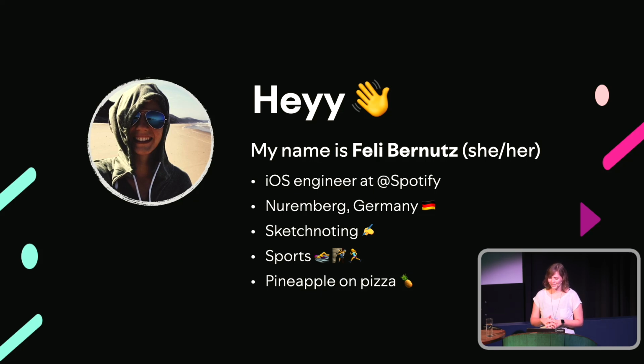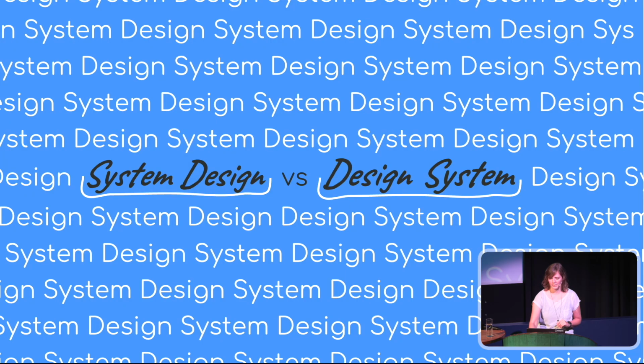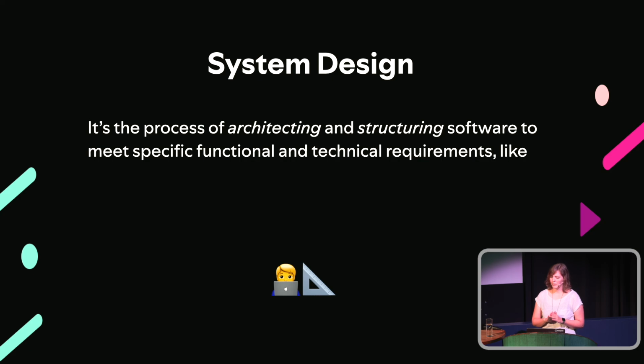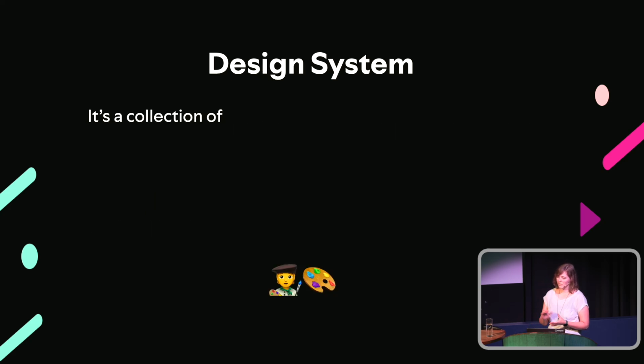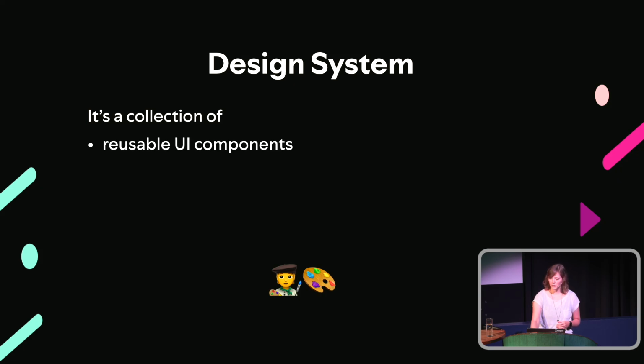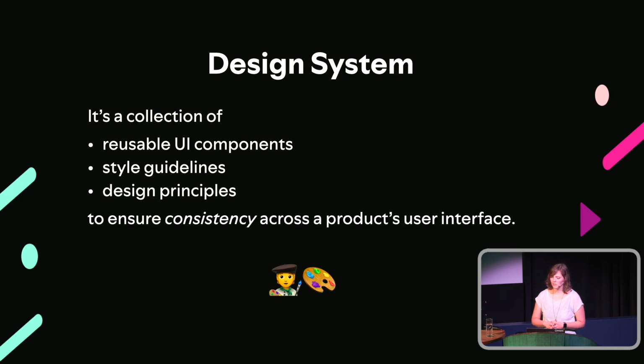Okay, today my talk is about how to ensure accessibility in design systems. But what even is a design system? Do you know the difference between system design and design system? So, just to recap, system design is the process of architecting and structuring software to meet specific functional and technical requirements like scalability, security, performance. While design system is a collection of reusable UI components, style guides, design principles, and all that to ensure consistency across a product's user interface.